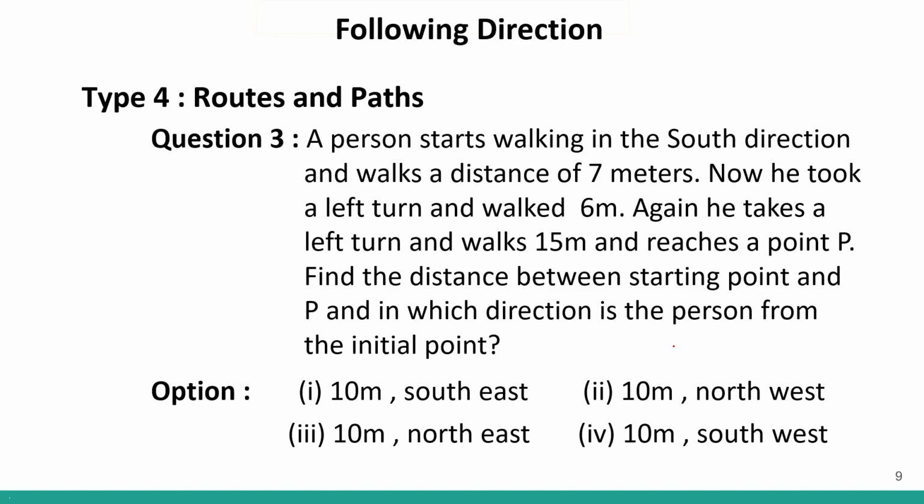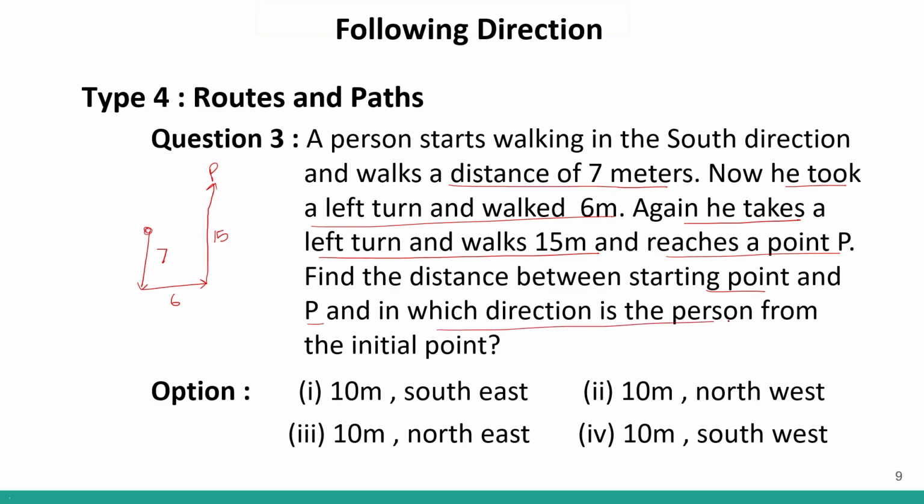Now, a person starts walking in the south direction and walks a distance of 7 meters. Then he took a left turn and walked 6 meters. So left will be which direction? This direction, 6 meters. Again he takes a left turn and walks 15 meters. So in this direction, how much are we walking? 15 meters. And he reaches a point P. So this is point P. Find the distance between the starting point and P, and in which direction is the person from the initial point.